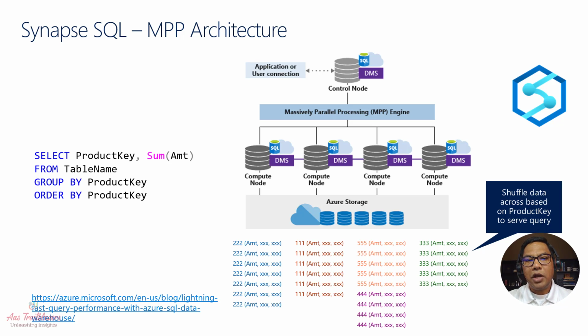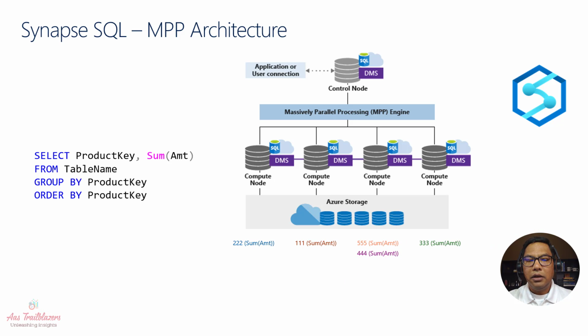At this point of time, because the data is collocated for each of the product key, it can do aggregation of each of the product key and generate something like that. This aggregated data is sent back to the control node via data movement service, and the control node returns the results back to the end user. This is round robin table.